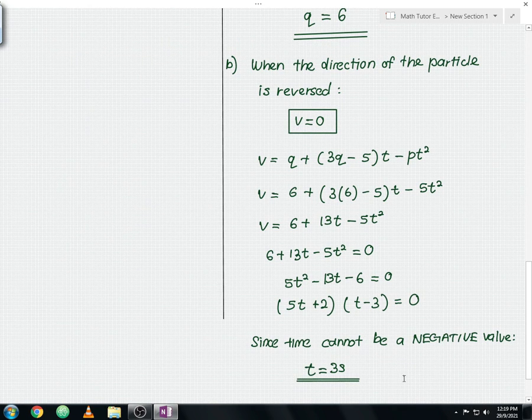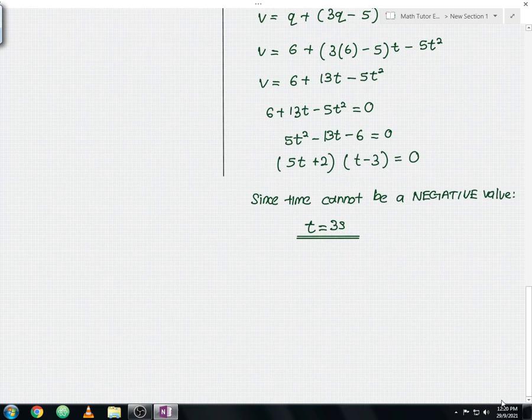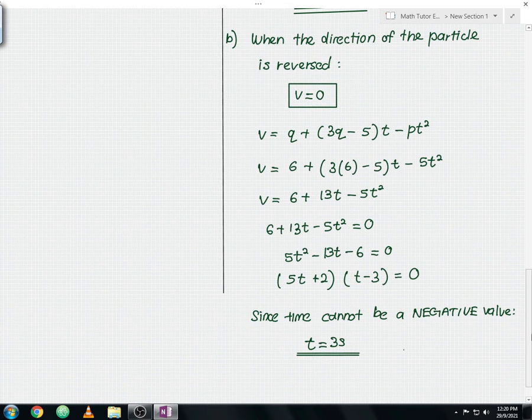Once we get the time where the particle starts to reverse, now we can proceed to find the distance the particle travels in the first 4 seconds. So let us begin our calculation for that. The first step is you need to find the displacement of the particle. How to find the displacement when you only have the velocity equation? No problem guys, you can integrate the velocity equation with respect to time. So from there you should get the displacement.